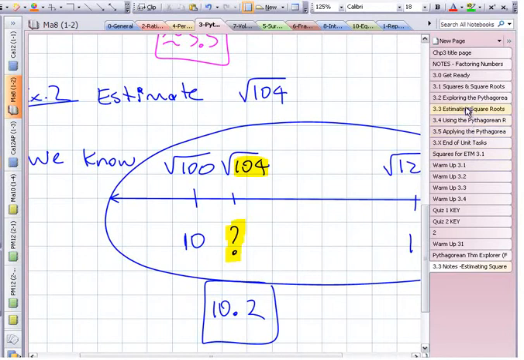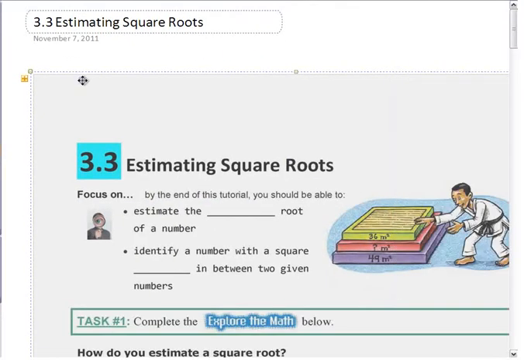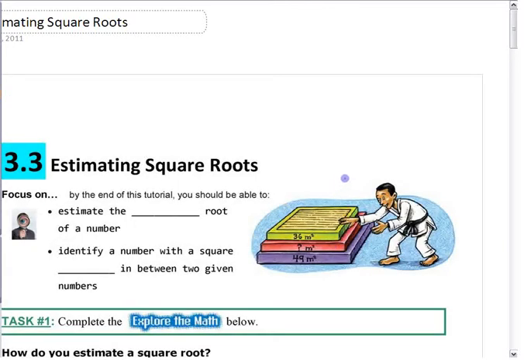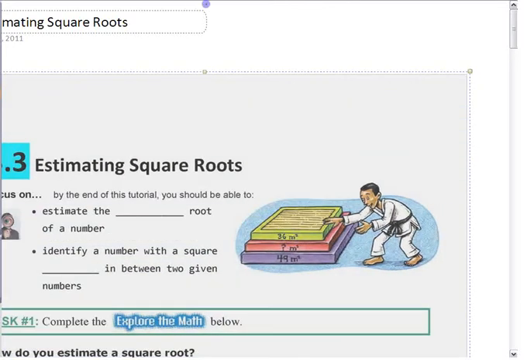If you look at that section, the picture that they use I think is good because they show you two floor mats here. They have one that has an area of 36. Whoa, that's not good.